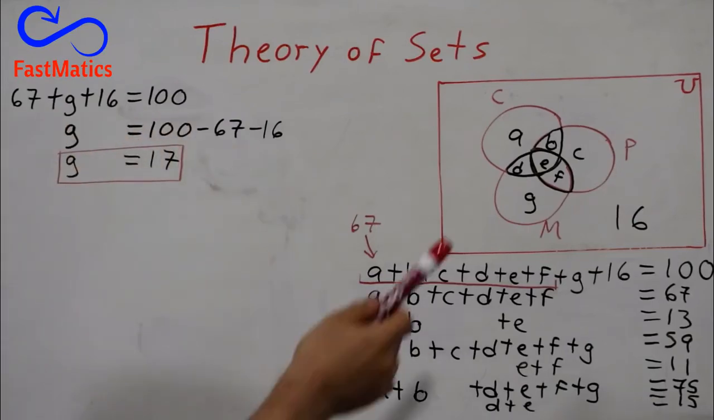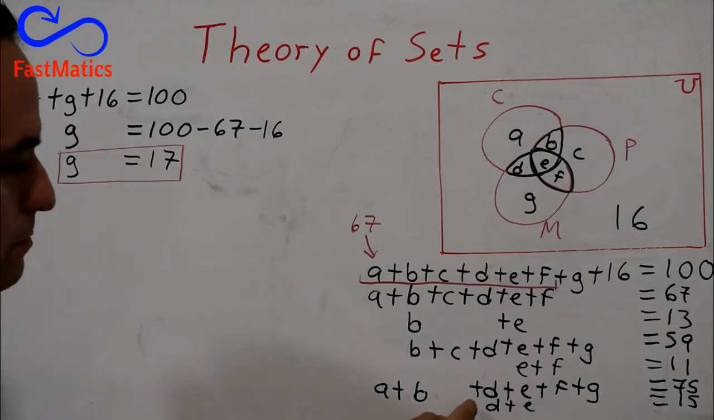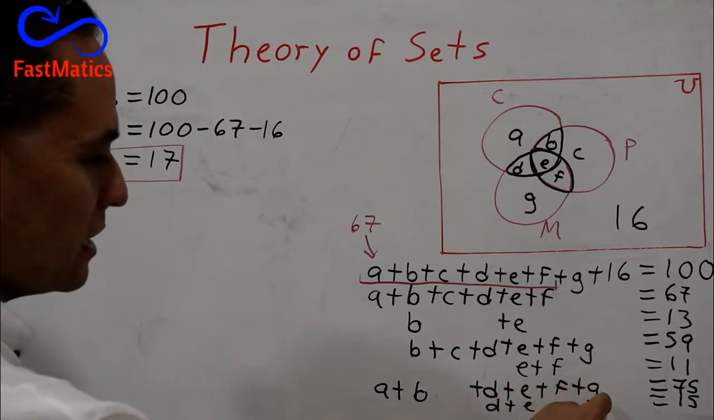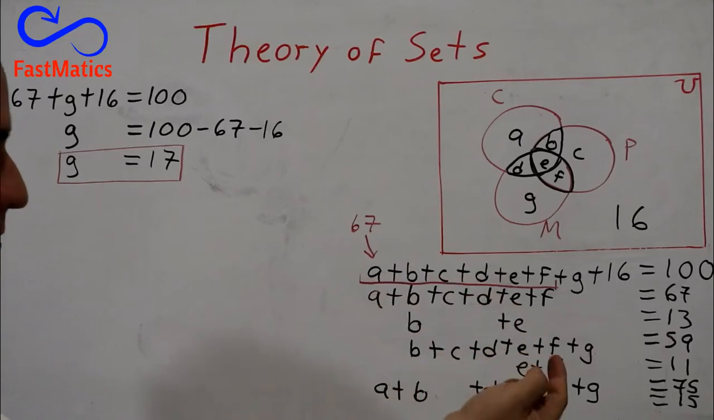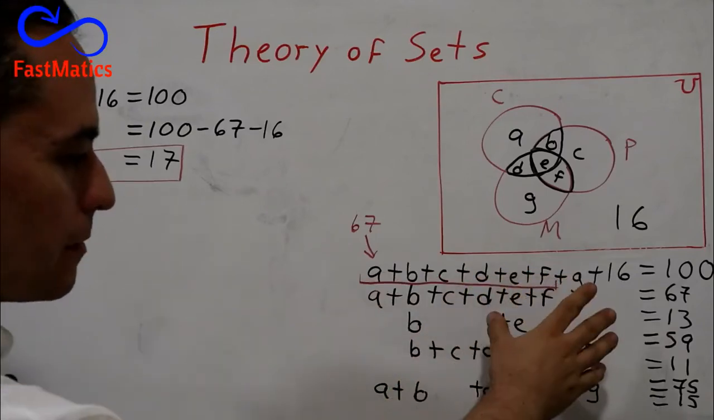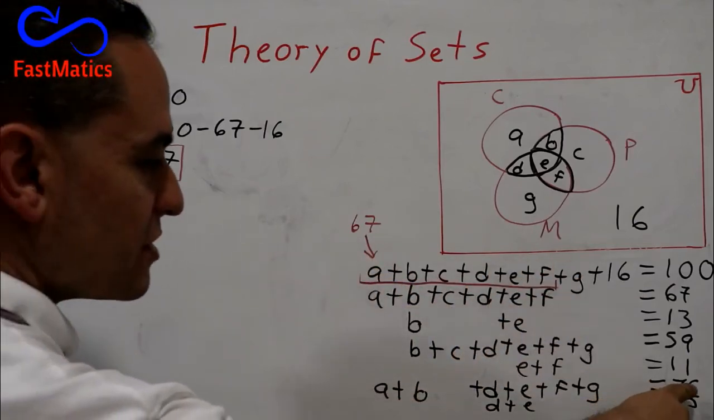But I need to find E, because E is the region where people love the 3 beverages, not only 2. Then I must find E, and the problem will be solved then, but not now. Now, using the same logic, we're going to see that A plus B plus D plus E plus F plus G is equal to 75. Then instead of writing A plus B plus D plus E plus F plus G, I'm going to write only the C, and instead of that, 75.